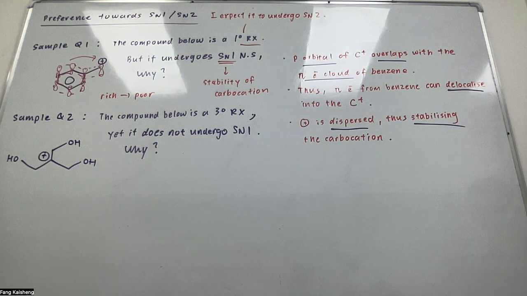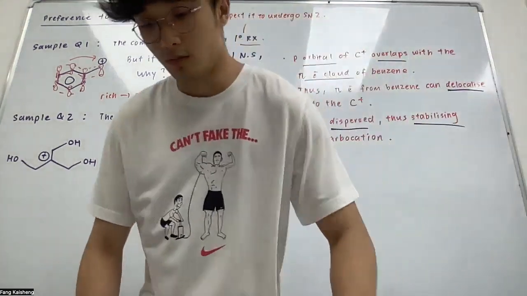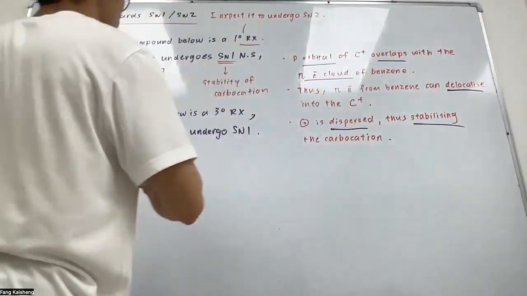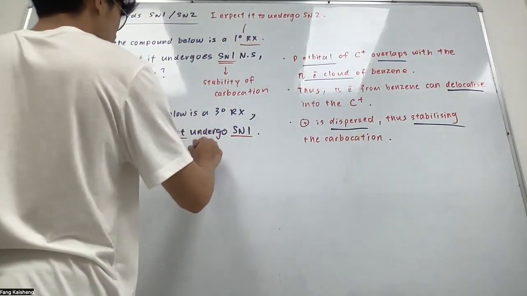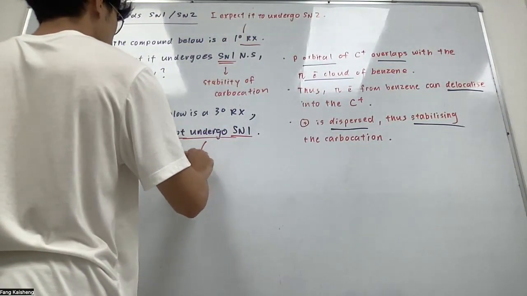I know the question said halogenoalkane, but I purposely just drew the carbocation straight, more straightforward. Good, correct train of thought. It doesn't undergo SN1, meaning it's not stable. That's right, it's not stable. Your job is to answer why. Why is it not stable? Not undergoing SN1 means not stable.